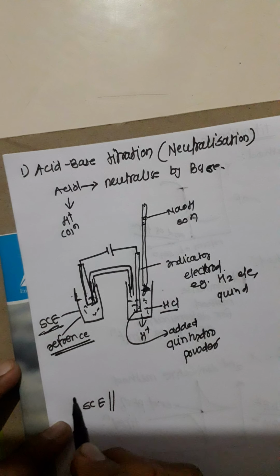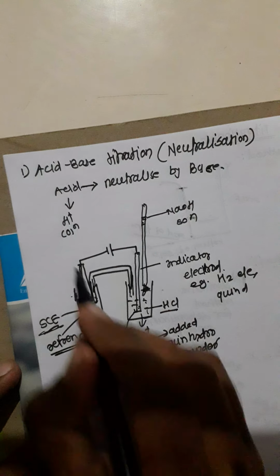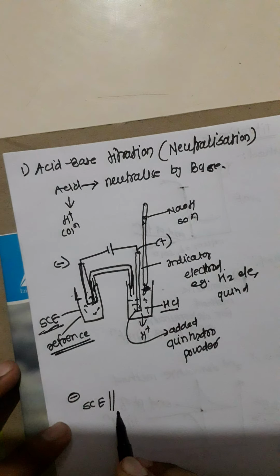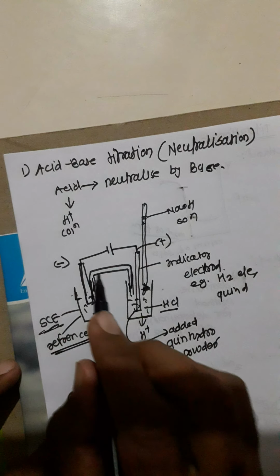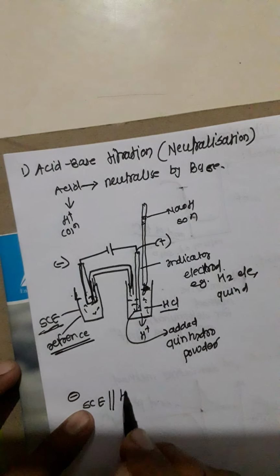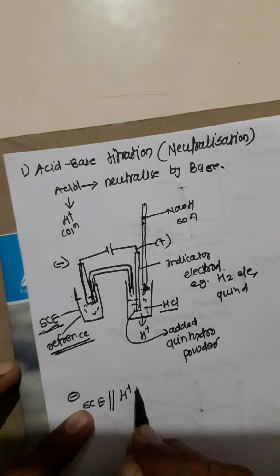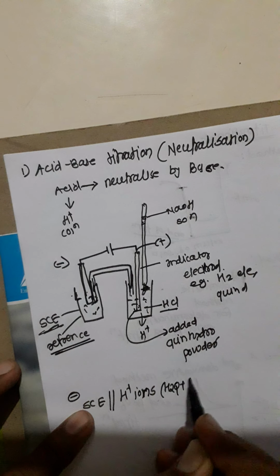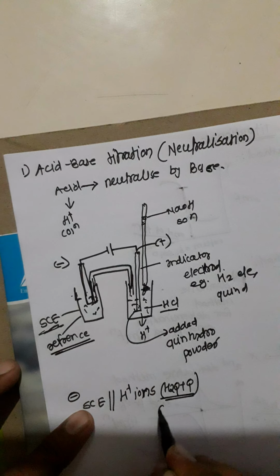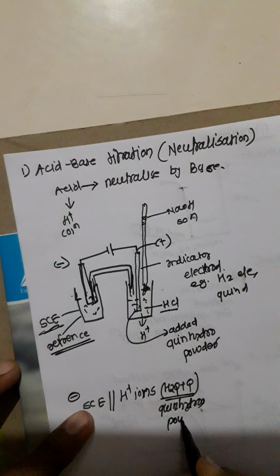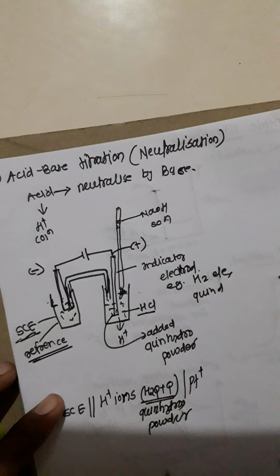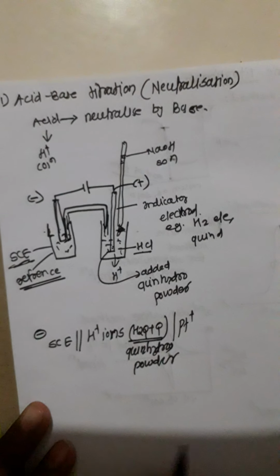Saturated calomel electrode is negative. This is the negative, and this is the positive. Saturated calomel electrode, double slash means salt bridge. In this solution, H plus ions, then H2Q plus Q, the quinhydrone powder, and platinum electrode.